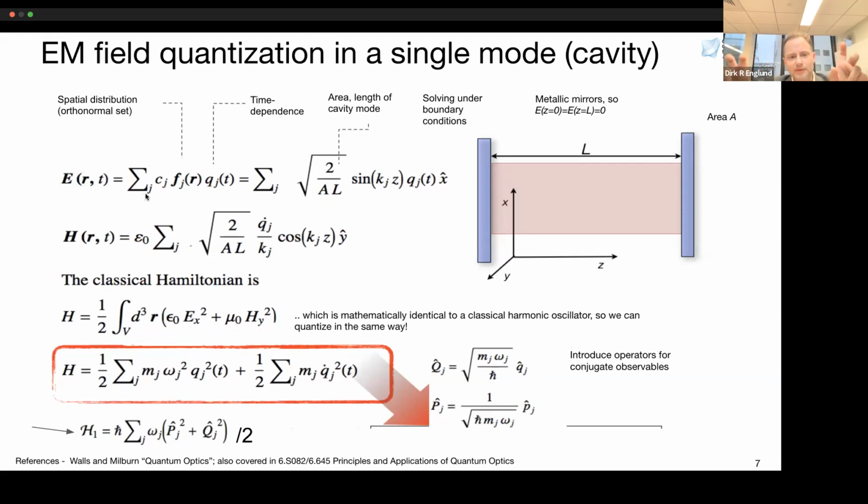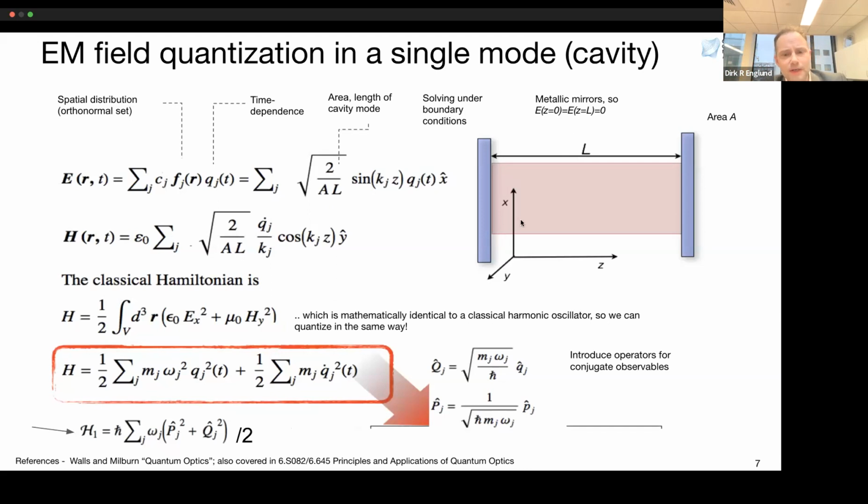Each mode, when we use the word mode, is a solution to Maxwell's equations. It's a superposition of modes that are indexed here by j, and they have a spatial distribution f sub j, and they have a time dependence, assumed to be separable, q sub j of t, and then there is some amplitude c sub j associated with that mode in the overall summation of modes.